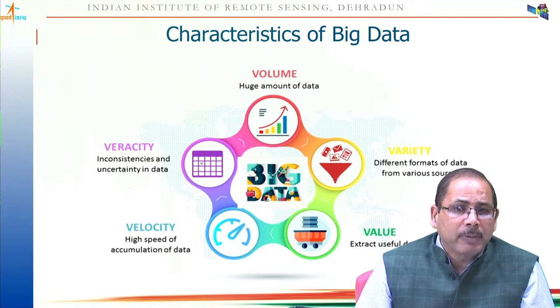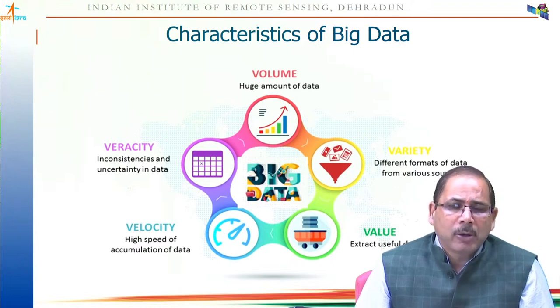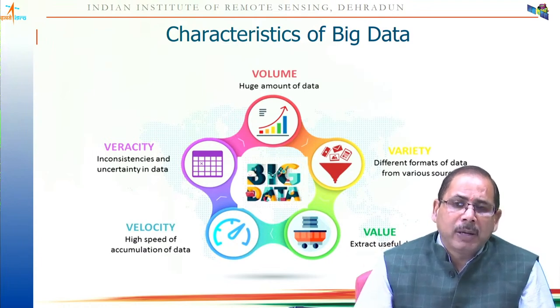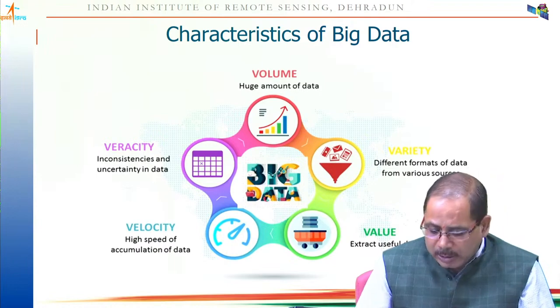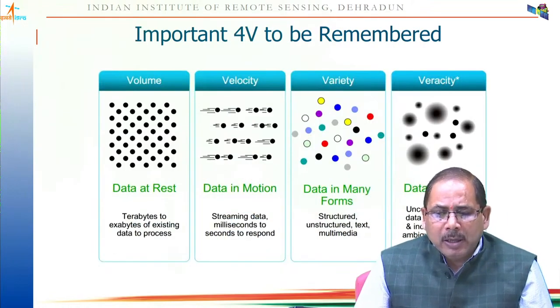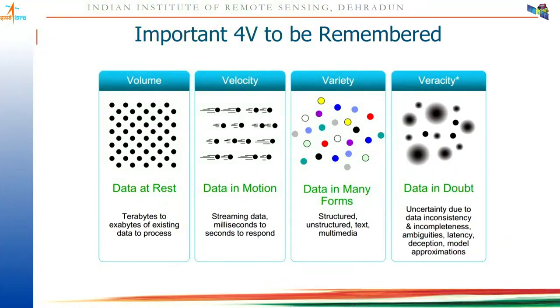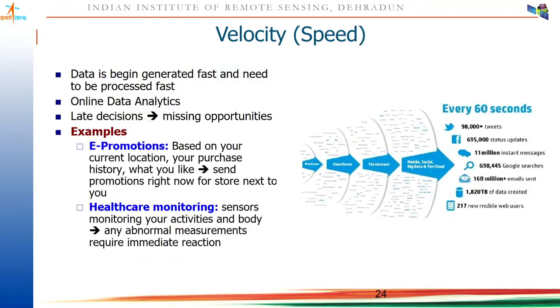Then we have the veracity, a lot of inconsistency, because a lot of uncertainty is involved in this data. So by combining all these characteristics, when a data set qualifies, it is called big data. The 4 V's are very important: volume, velocity, variety, and veracity. When I say volume, it is data at rest, data in motion, data in many forms, data in doubt. These are very important things we need to analyze in geocomputation, and only then can we extract meaningful information out of these data sets.